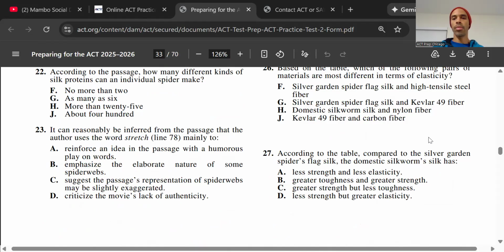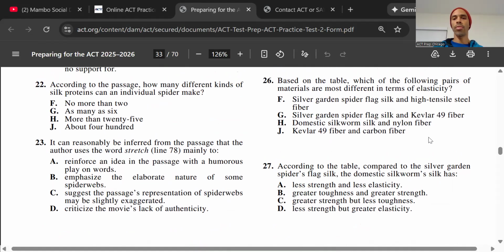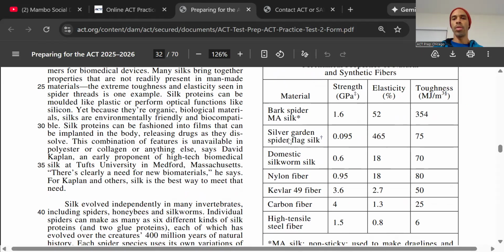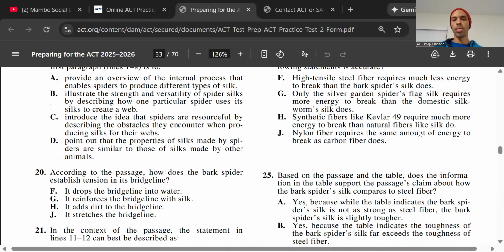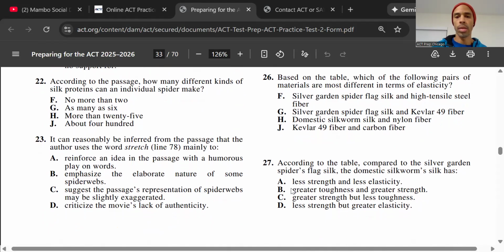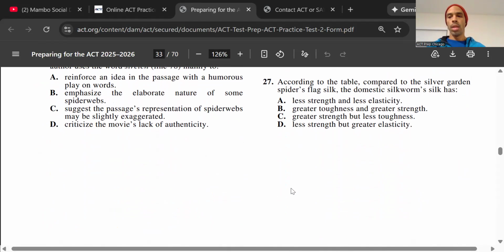The Muga silkworm is stronger but less tough. No, man, the Muga silkworm compared to the silver garden spider. The Muga silkworm is stronger but less tough. Yeah, that's exactly what it is. It's stronger, but it's less tough than the silver garden spider. Yeah, great strength, but it's definitely C. Yeah, we can stop there.